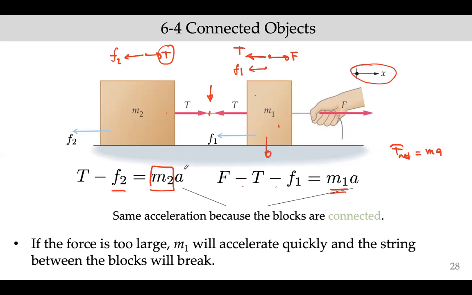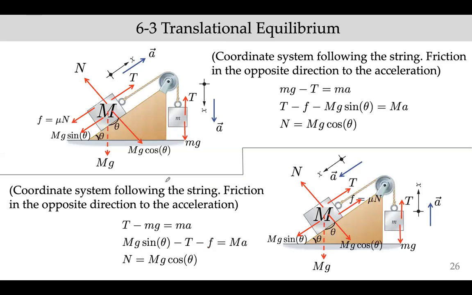Now, you notice that I'm using the same A, I'm not writing A1 and A2. Why? The reason is these are connected objects. When the objects are connected, the acceleration should be the same. In fact, we can go back to the previous slide. If you remember, for this large object and this small object, when we wrote F equals ma, we actually used the same acceleration. Why? Because they are connected with a rope. If this one is accelerating more than the other one, then this rope would break.